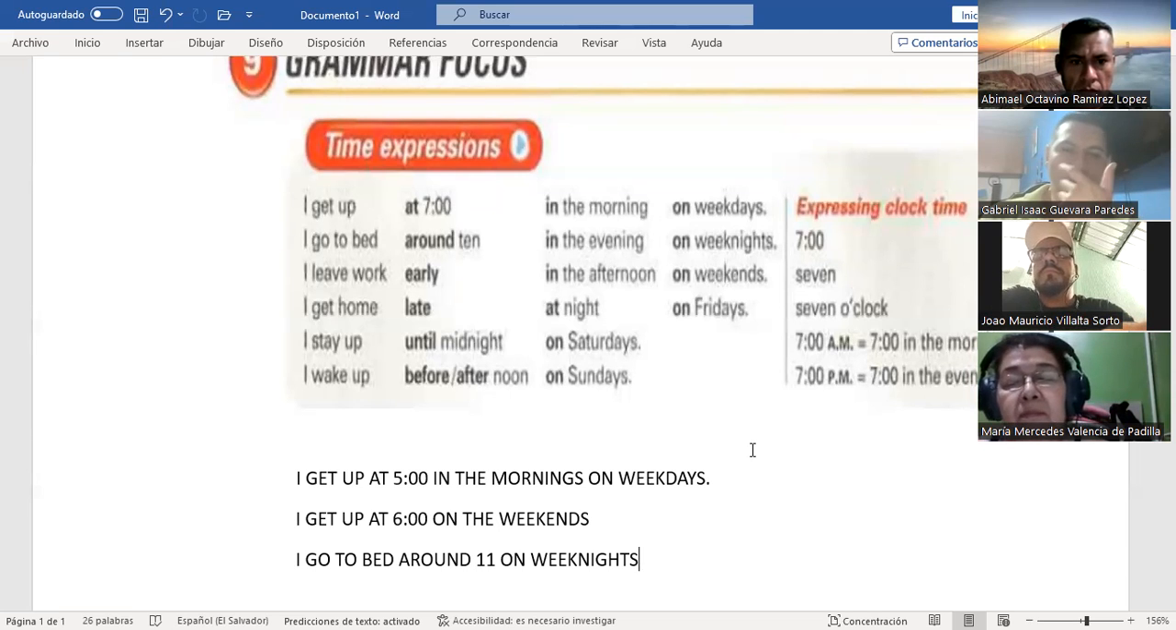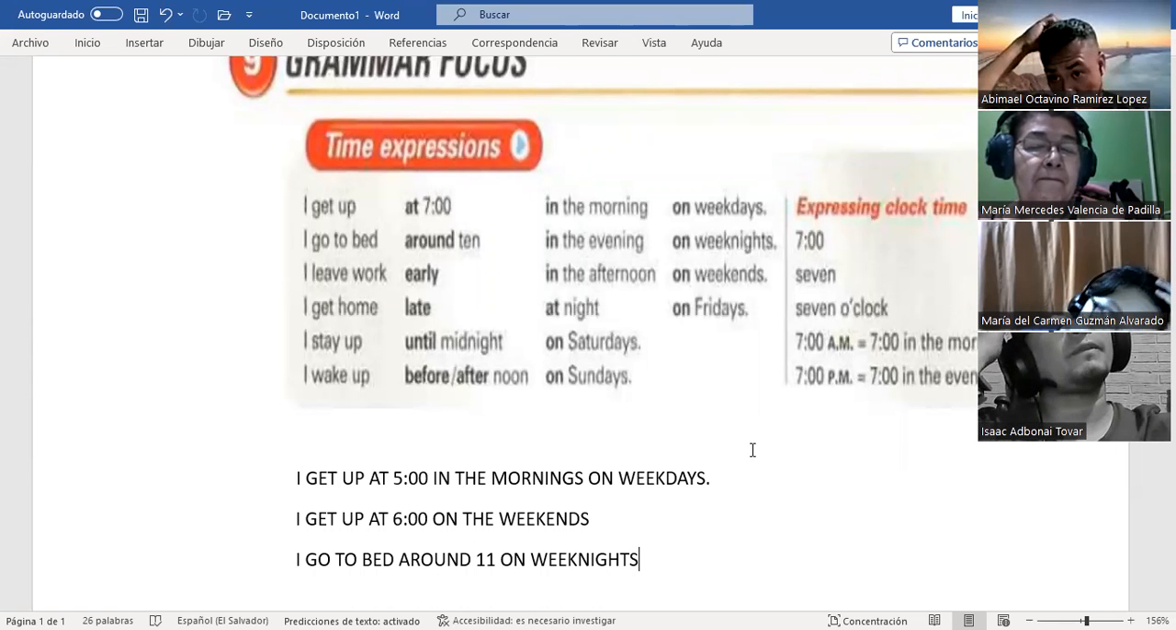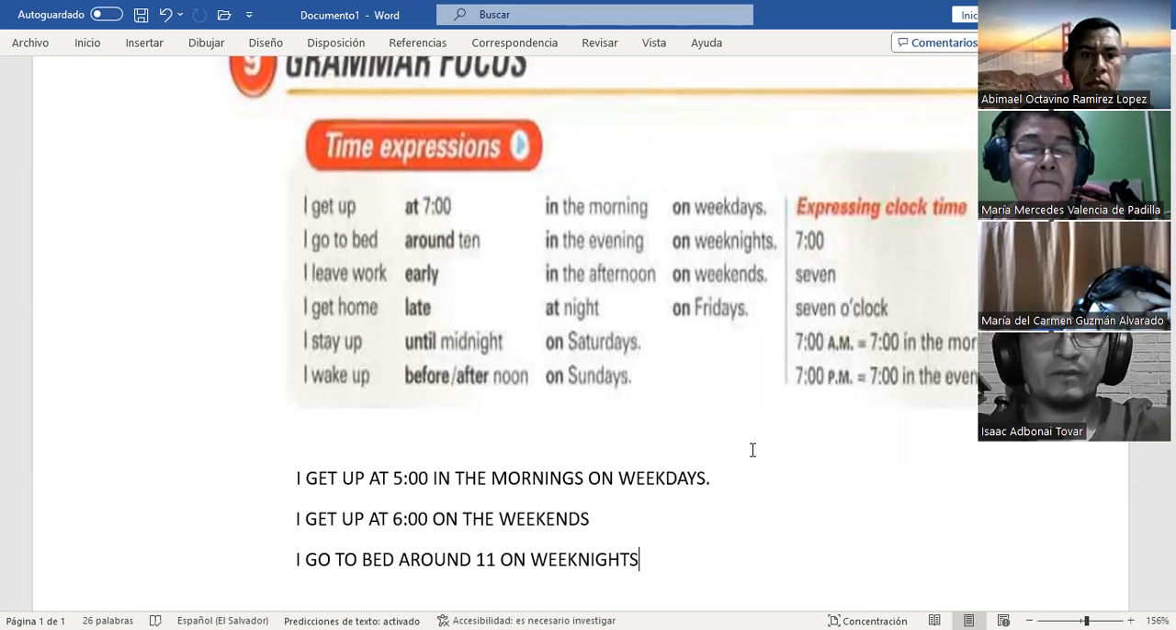Questions. When do we use "in the night"? Never. You don't say in the night. But the translation is "in the night"? Yeah, but that is a mistake. You have to say at night. It's an exception.